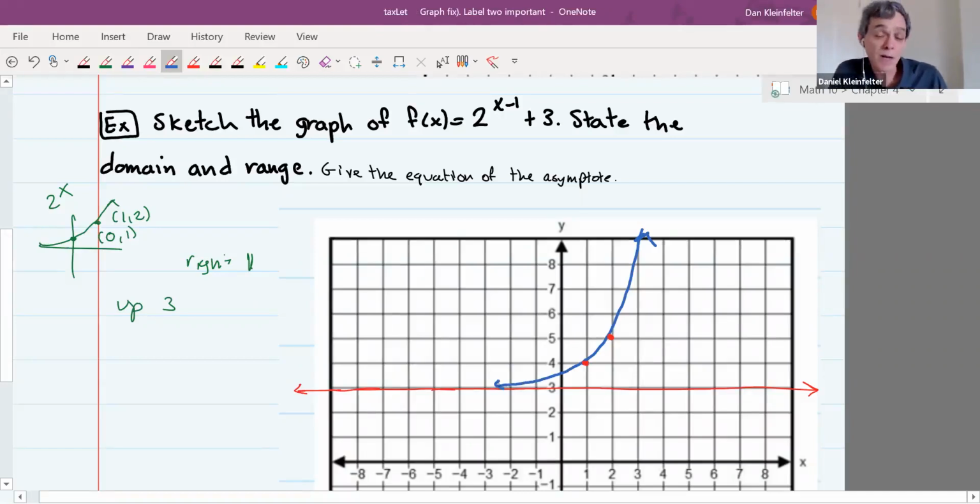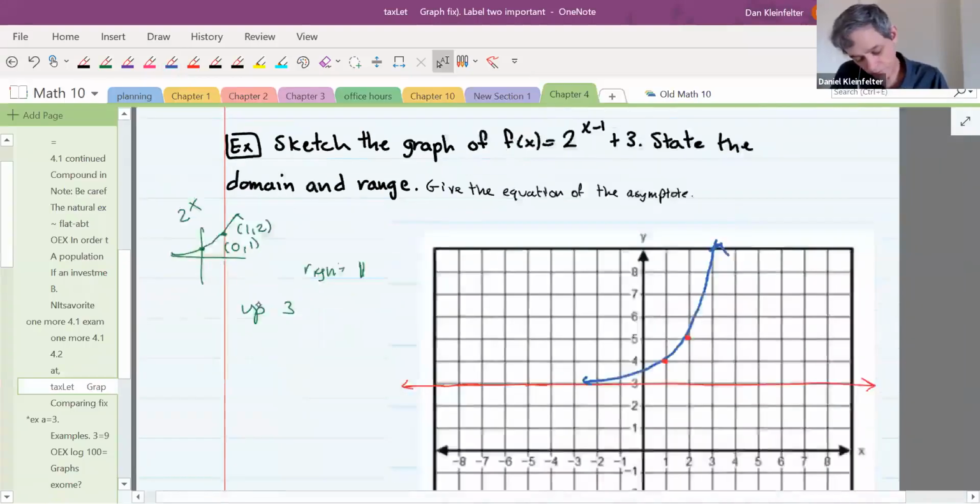Again, the way that I would approach this overall is to figure out what the non-translated graph looks like, like we did 2 to the x, figure out where its important stuff is, like where's the asymptote, where are those two important points, and then figure out what shifts had to have happened. In this case, it was a right shift by 1 and an up shift by 3, and then move those important features, like we moved the asymptote up 3, and we moved the two important points right 1 and then up 3. And then we just sketch the graph.